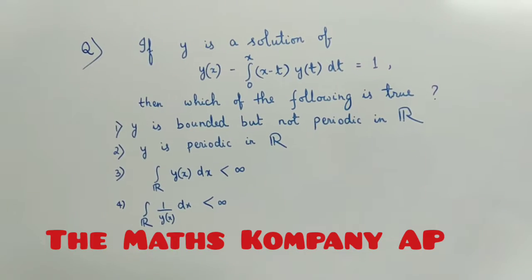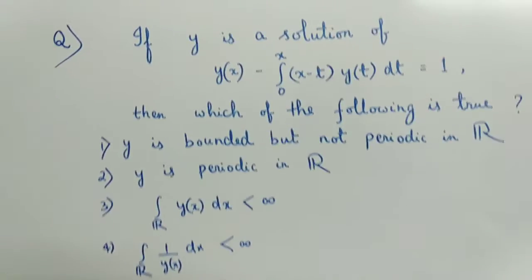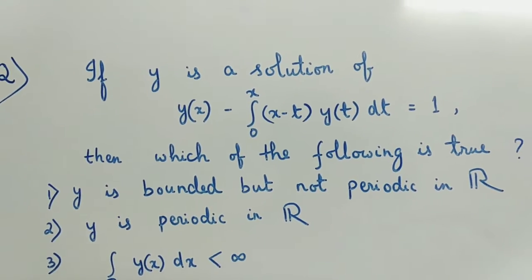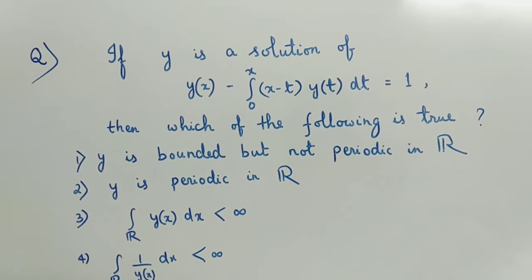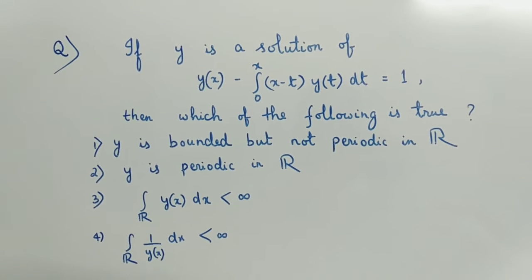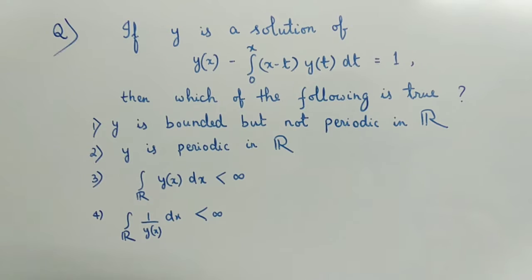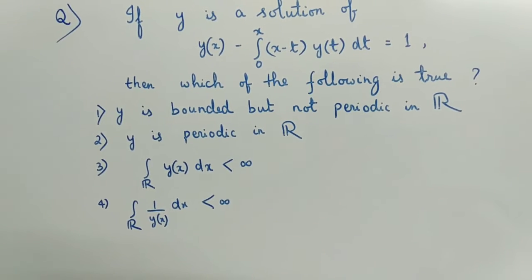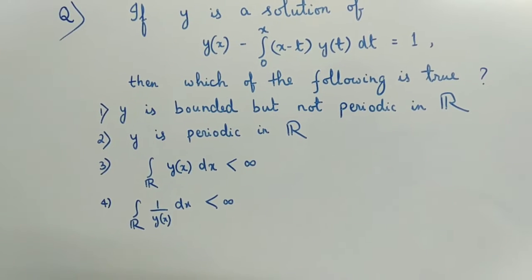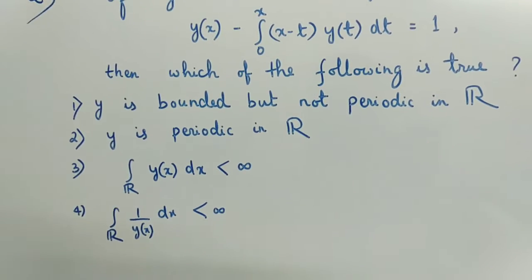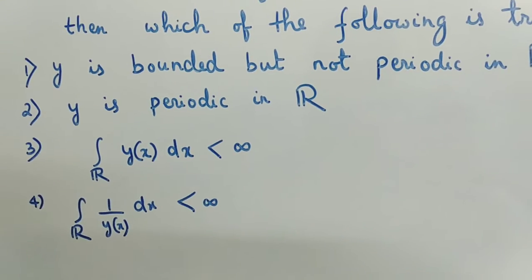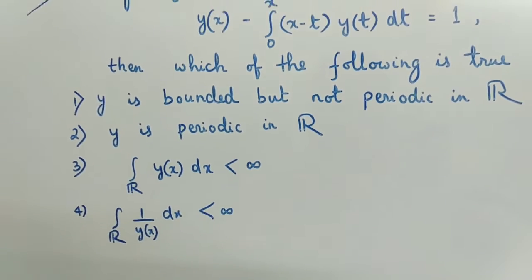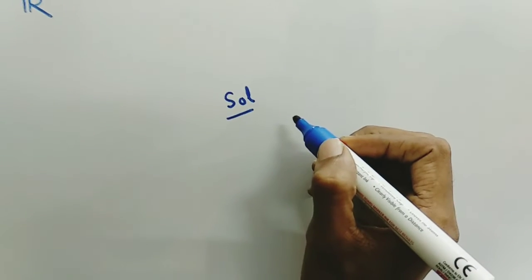आज हम CSIR नेट मैथमेटिक्स के जून 2019 के एक इंटीग्रल इक्वेशन के क्वेश्चन को देखेंगे जो बहुत सिंपल है। जहाँ पर दिया हुआ है कि if y is a solution of the integral equation y of x minus integral 0 to x (x minus t) y(t) dt equals to 1, then इनमें से कौन सा ऑप्शन करेक्ट होगा? Which of the following is true? पूछा है y is bounded but not periodic in R, y is periodic in R, एक इंटीग्रेशन लेस देन इन्फिनिटी है और एक इंटीग्रेशन 1/y(x) लेस देन इन्फिनिटी और इंटीग्रेशन y(x) लेस देन इन्फिनिटी। सो हाउ टू सॉल्व दिस?